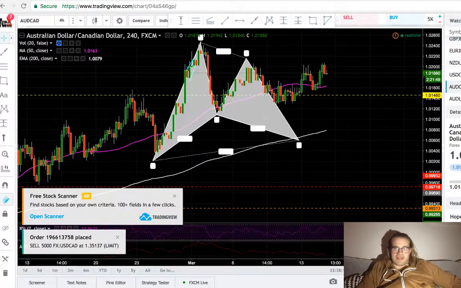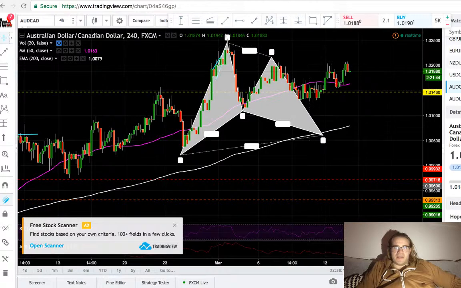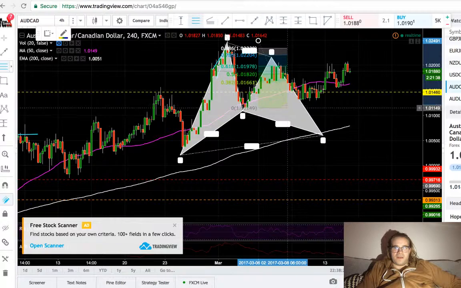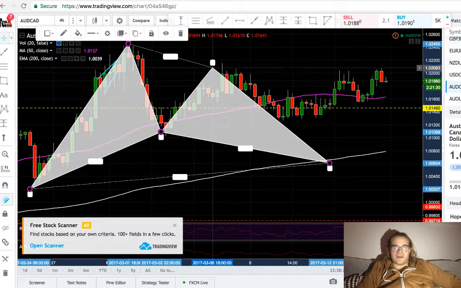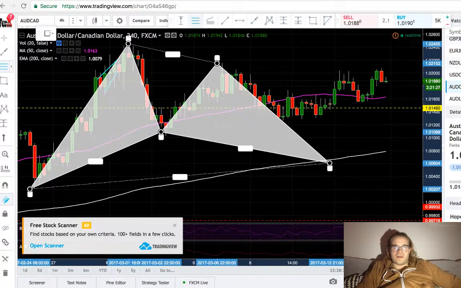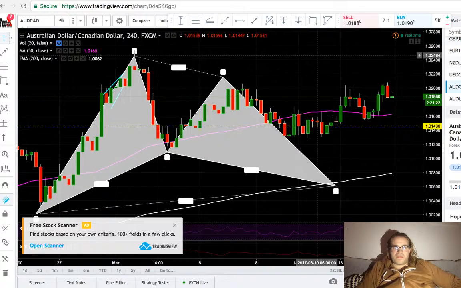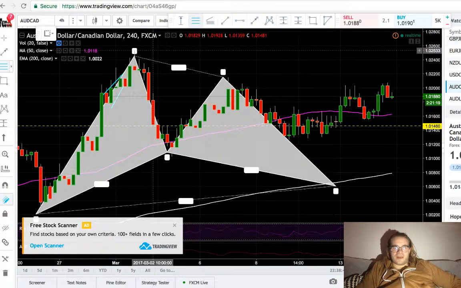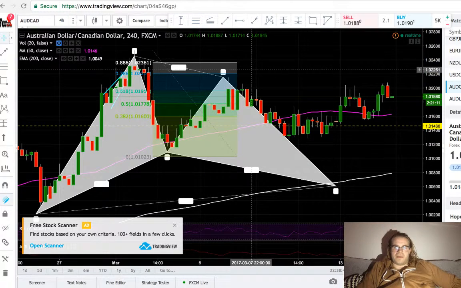Aussie cat. We have a Gartley pattern right here. I guess we have another one looking to the upside. Or is it a butterfly? Can't really see. I think it's a butterfly, so I'm not gonna be interested in this at all. Nope, it's a Gartley. We have another Gartley pattern here to the upside.